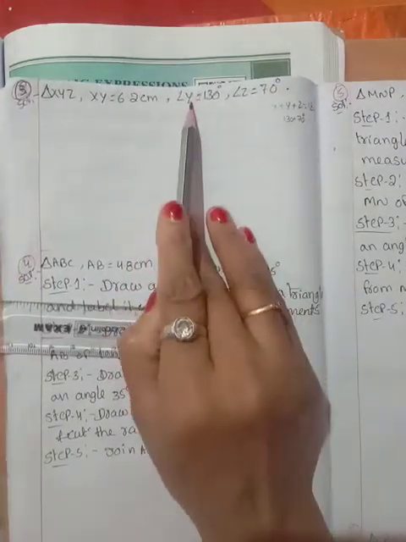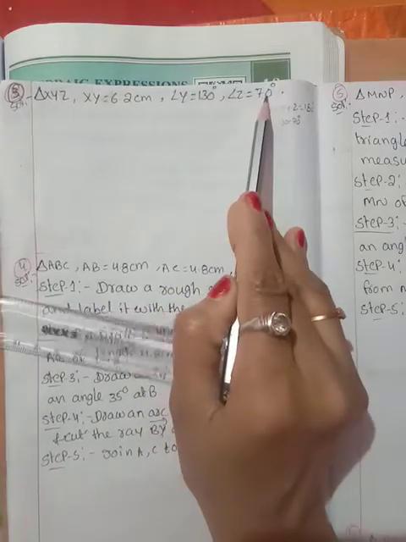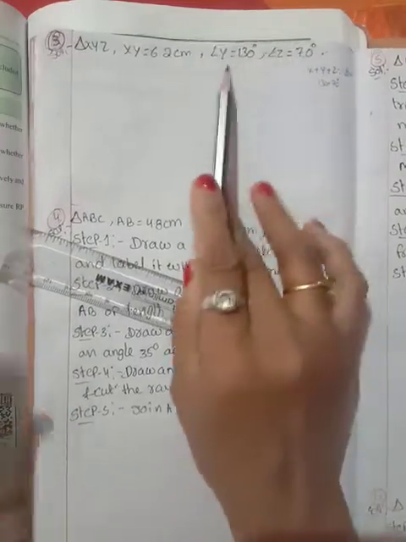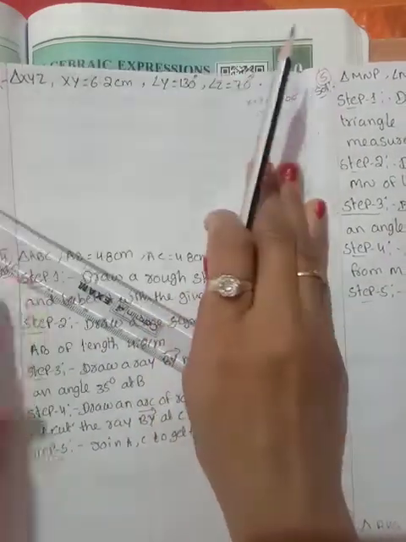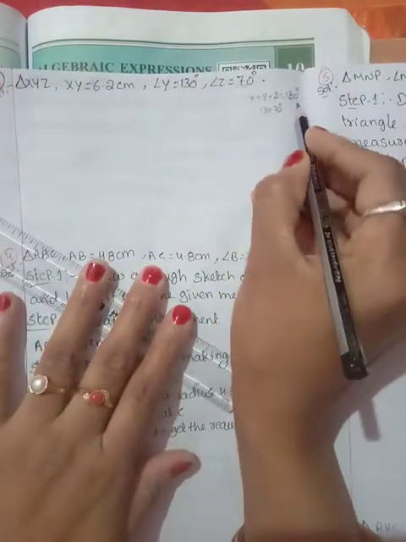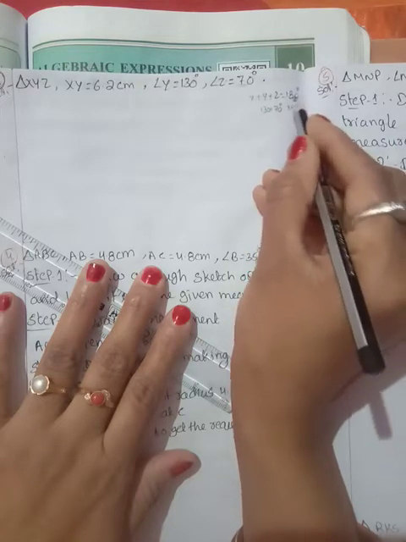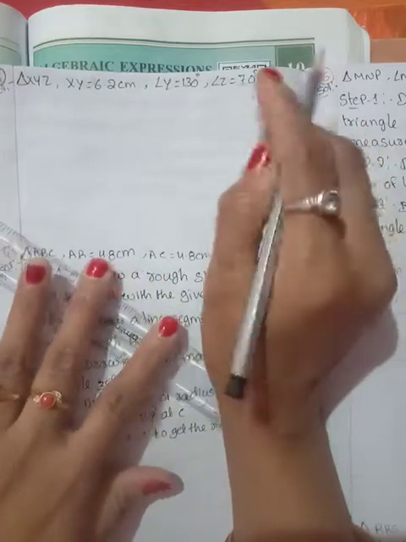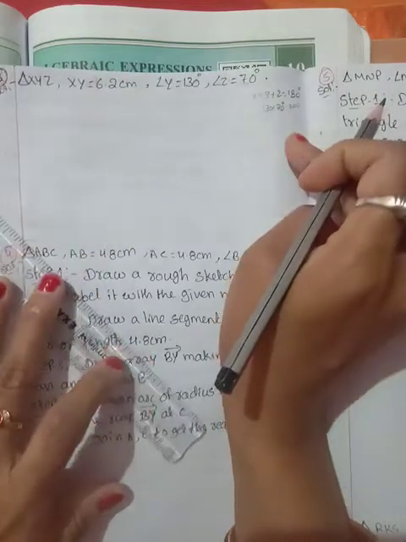Here two angles are given: one is 130 degrees and another is 70 degrees. Observe carefully, the sum of these two angles is 200 degrees. But the sum of all three angles of a triangle is 180 degrees, and two angles alone are 200 degrees, which is more than 180. So it's not possible to construct and draw the triangle XYZ.